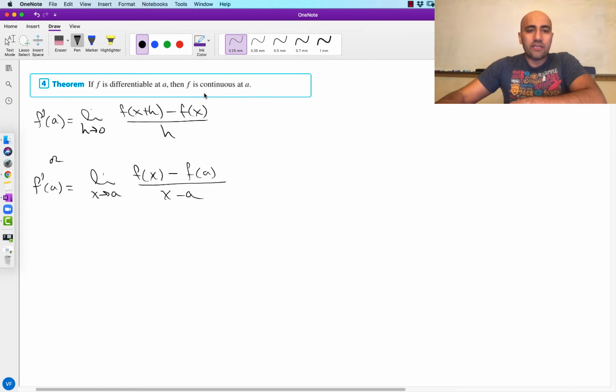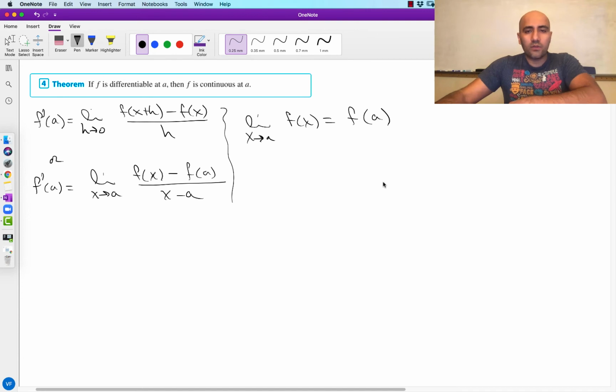On the other hand, what does it mean for a function to be continuous at a? Continuous at a means that the limit as x approaches a of f of x equals f of a.